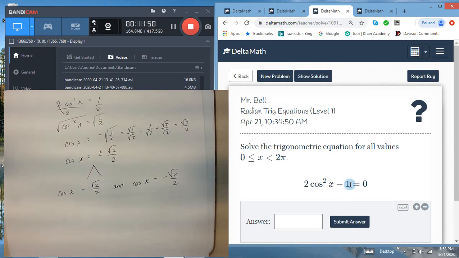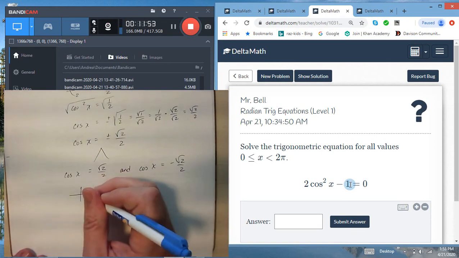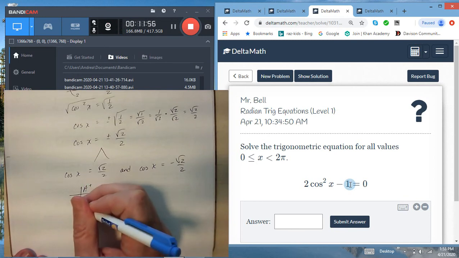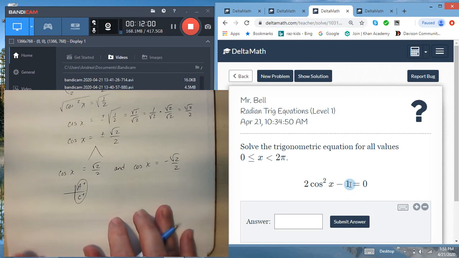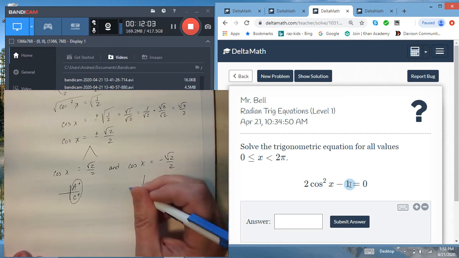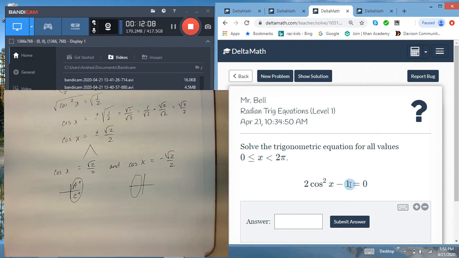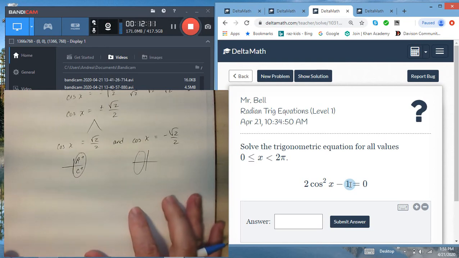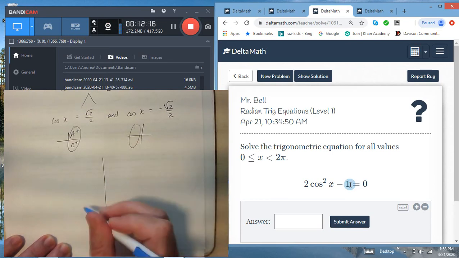Where's cosine positive? Cosine's positive where all are positive in our trig class, here and here. Where's cosine negative? The other two. So this one happens over here in quadrants 2 and 3. So it seems like a lot, but once we get the reference angle, it's going to go quick. This is what I mean by this. Here we go. I'm going to slow down in the first quadrant, then I'm going to go quicker on the others.